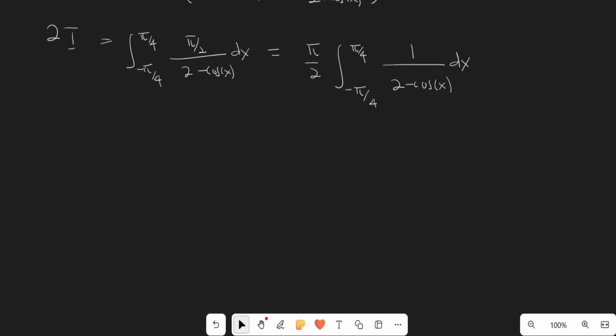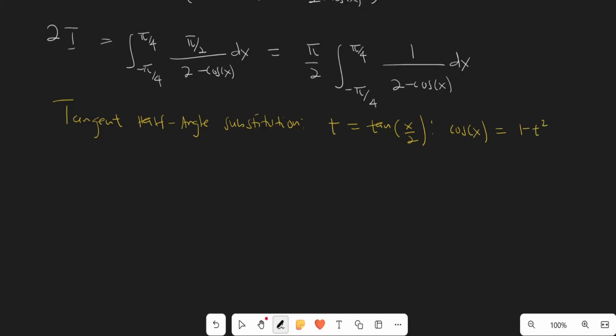Now what I will do here is to use the tangent half angle substitution. Tangent half angle substitution, which states that if we let t be equal to tan of half of an angle, let's say x over 2, the cosine of x can be written as 1 minus t squared all over 1 plus t squared. And an expression for dx in terms of t is 2 all over 1 plus t squared dt. This is the tangent half angle substitution.